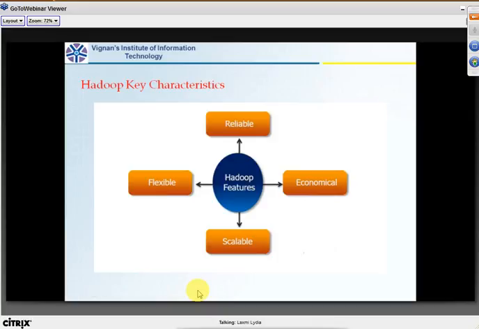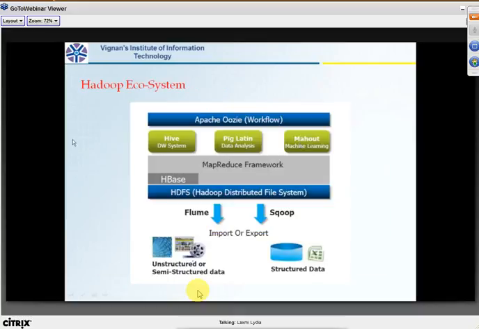Flexibility is nothing but Hadoop can process structured data as well as unstructured data. If it could process only unstructured data, it would become completely inflexible for us. It would completely fail. But it is saying I can process structured data as well as unstructured data. So these are some important characteristics of Hadoop: reliability, flexibility, economical, and scalability. Right.